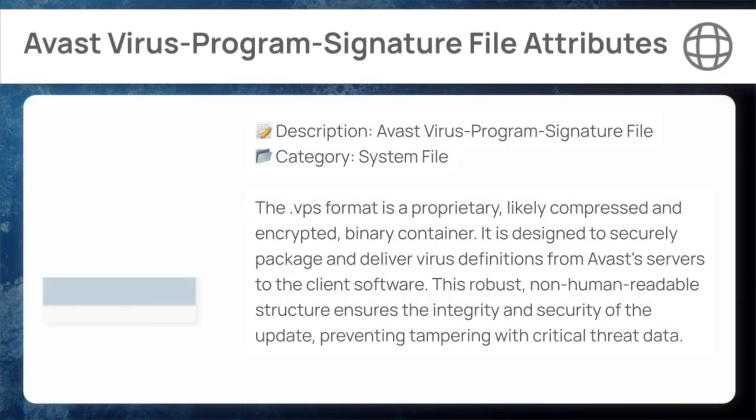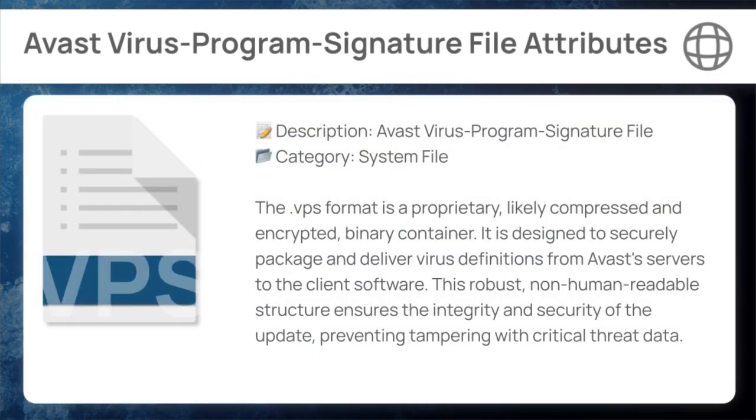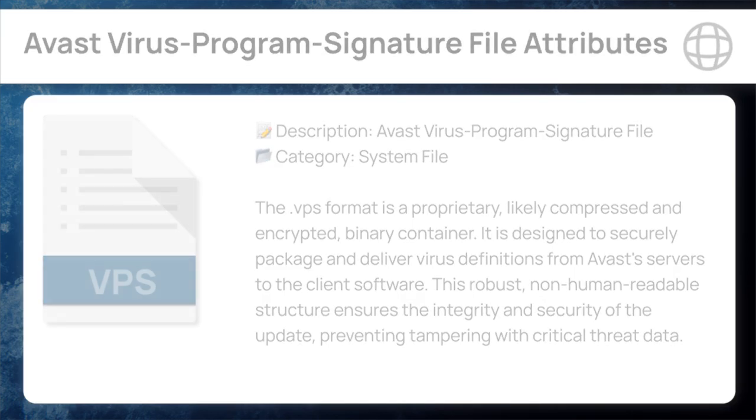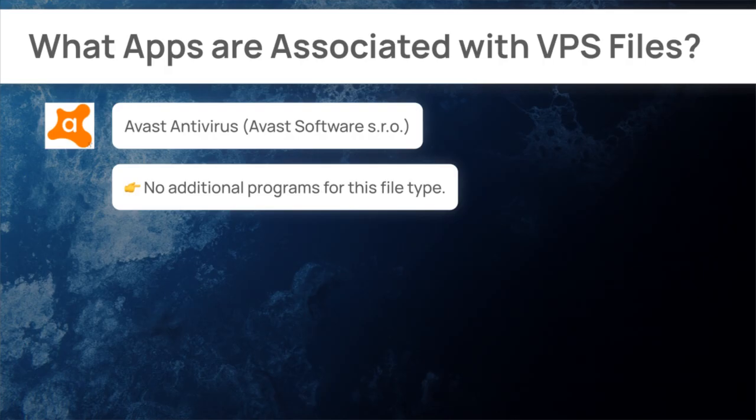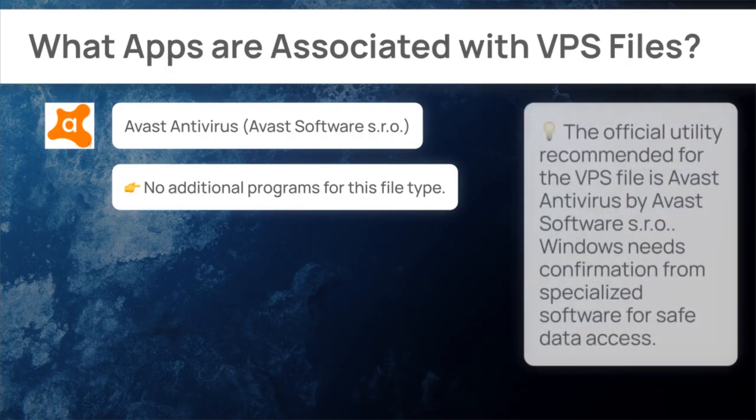The VPS format is a proprietary, likely compressed and encrypted binary container. It is designed to securely package and deliver virus definitions from Avast servers to the client software. This robust, non-human-readable structure ensures the integrity and security of the update, preventing tampering with critical threat data. For managing VPS files, the best dedicated software is Avast Antivirus, from Avast Software, SRO.